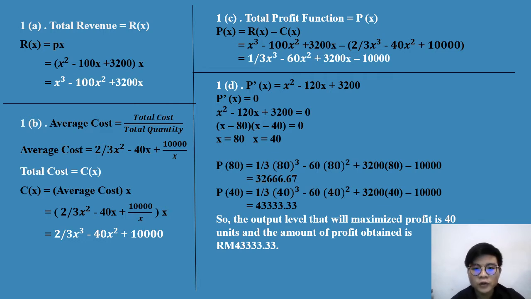So from question 1c, we want to find the total profit function. We know that the total profit function is equal to the revenue function minus the cost function. So we know that the revenue function is s cubed minus 100x squared plus 3200x, and the cost function is 2 over 3x cubed minus 40x squared plus 10,000. So we can get the answer: 1 over 3x cubed minus 60x squared plus 3200x minus 10,000.